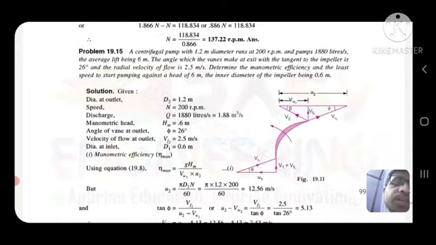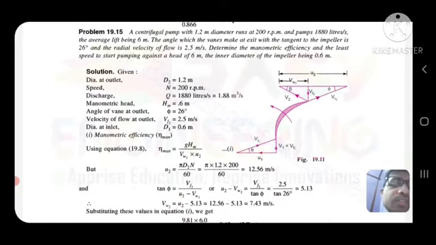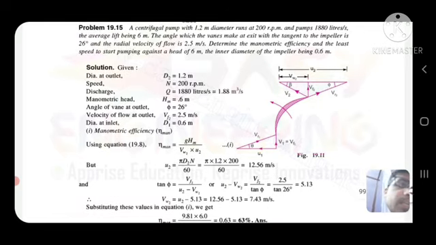A centrifugal pump with 1.2 meter diameter runs at 200 RPM and pumps 1880 liter per second, the average lift being 6 meter. The angle which the vanes make at exit with the tangent to the impeller is 26 degree and the radial velocity of flow is 2.5 meter per second. Determine the manometric efficiency and the least speed to start pumping against a head of 6 meter, the inner diameter of the impeller being 0.6 meter.